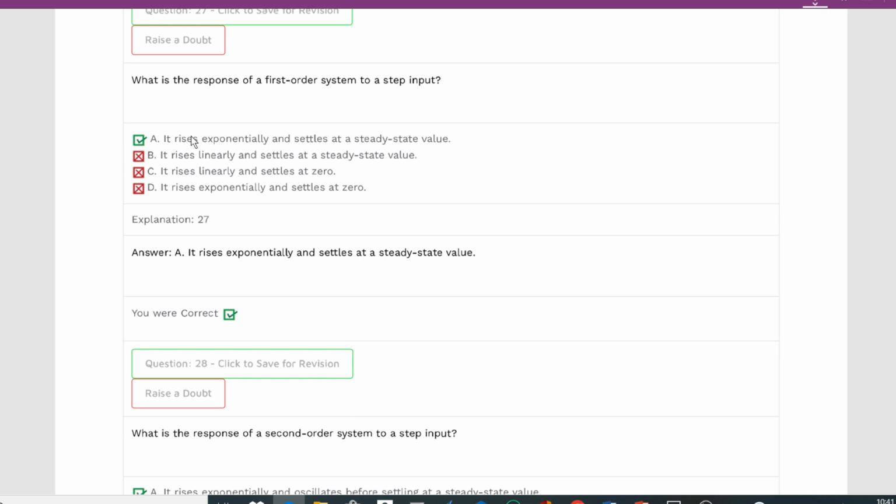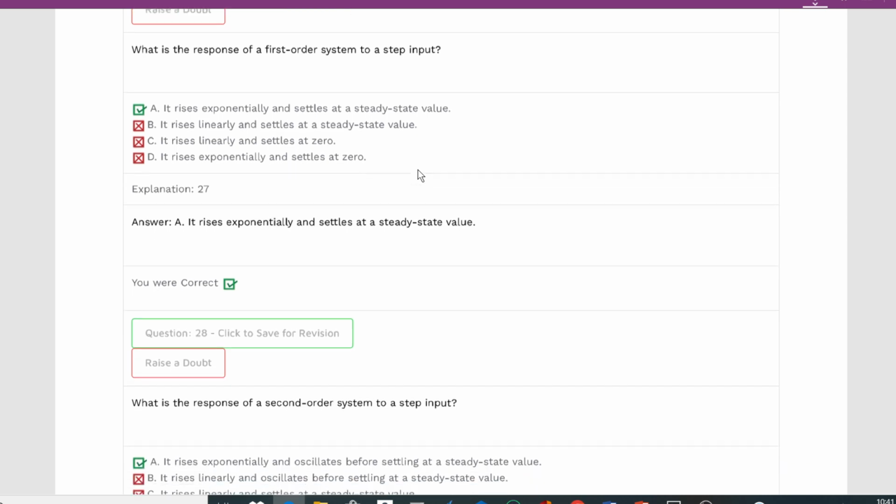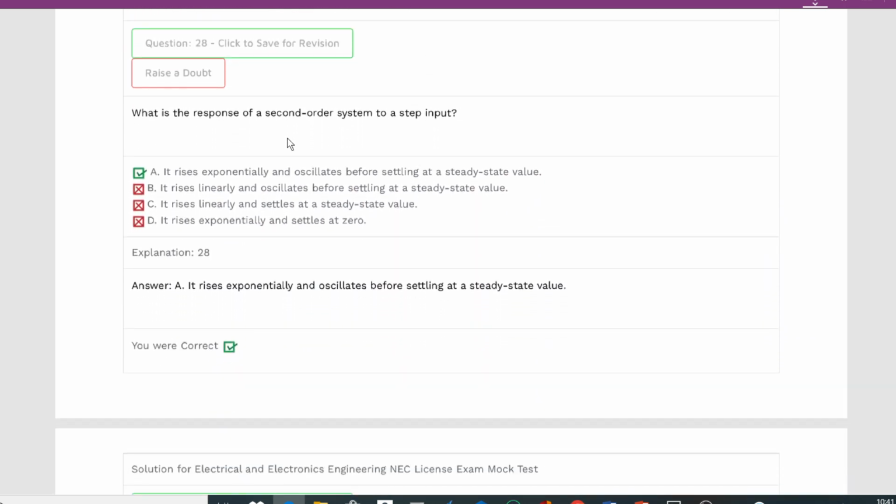So for first order it rises exponentially and settles at a steady state, whereas in second order it rises exponentially and then oscillates for a few seconds and then settles at a steady state. So you can note that. What is the response of a second order system to a step input? It rises exponentially and oscillates before settling at a steady state value.